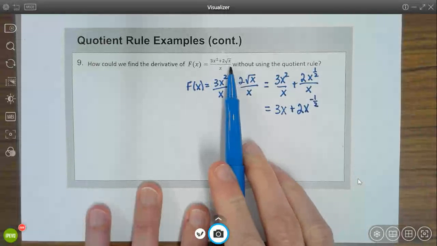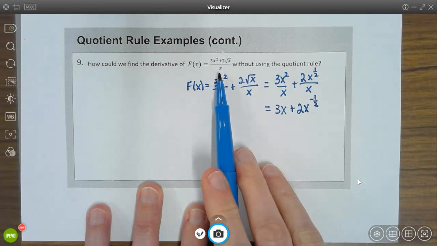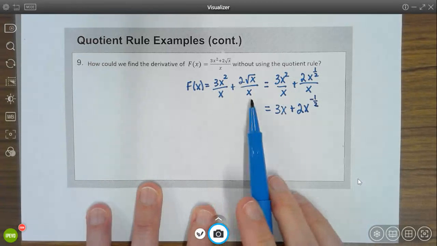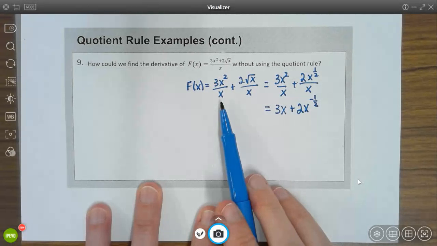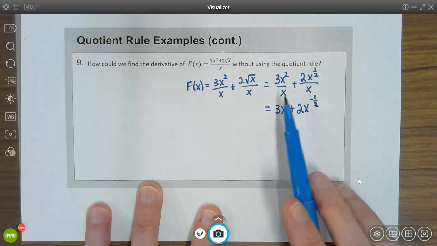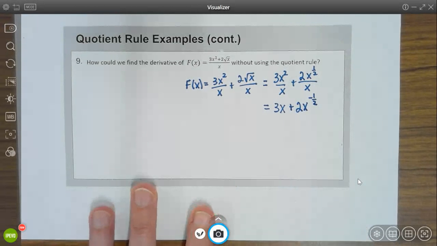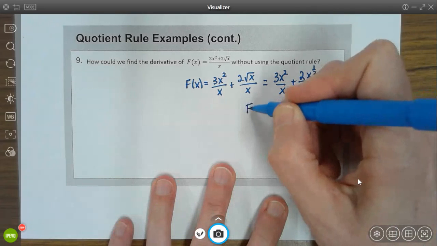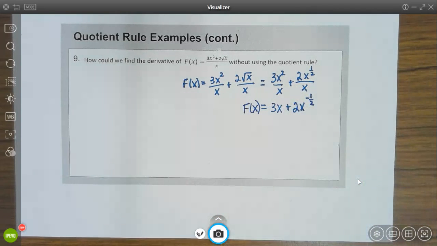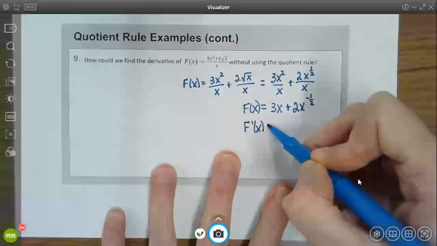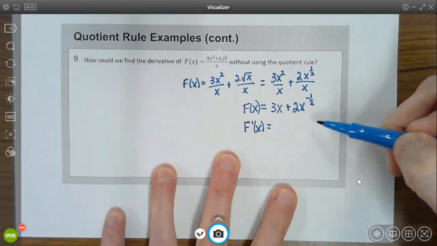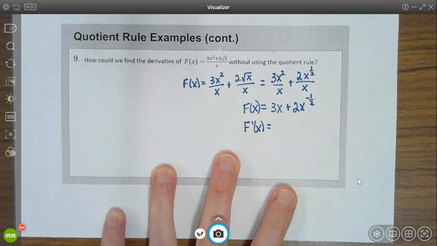So even though this started out life as a fraction, instead of using quotient rule, I can just use properties from algebra to separate the numerator into individual fractions over that common denominator, and then apply some properties of exponents to simplify. And now, this is the new look for f of x. So now I can just apply my power rule and find my derivative. And this is going to be a lot quicker and easier to do than trying to do the quotient rule.